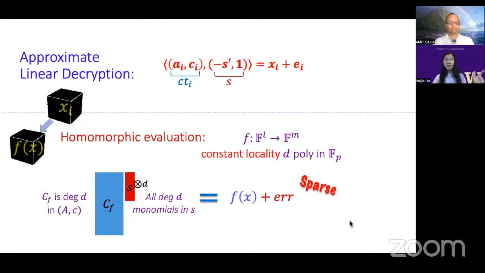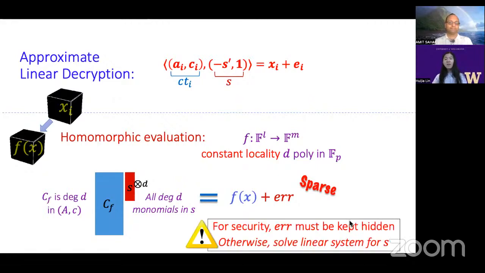Putting all this together in summary, we can homomorphically evaluate a local function f on LPN encryption, and the output ciphertext, when decrypted, gives us the right output corrupted with some sparse error. Note that it is very important that we keep the error vector hidden, because otherwise we can just solve a linear equation and find S, and all security is jeopardized.